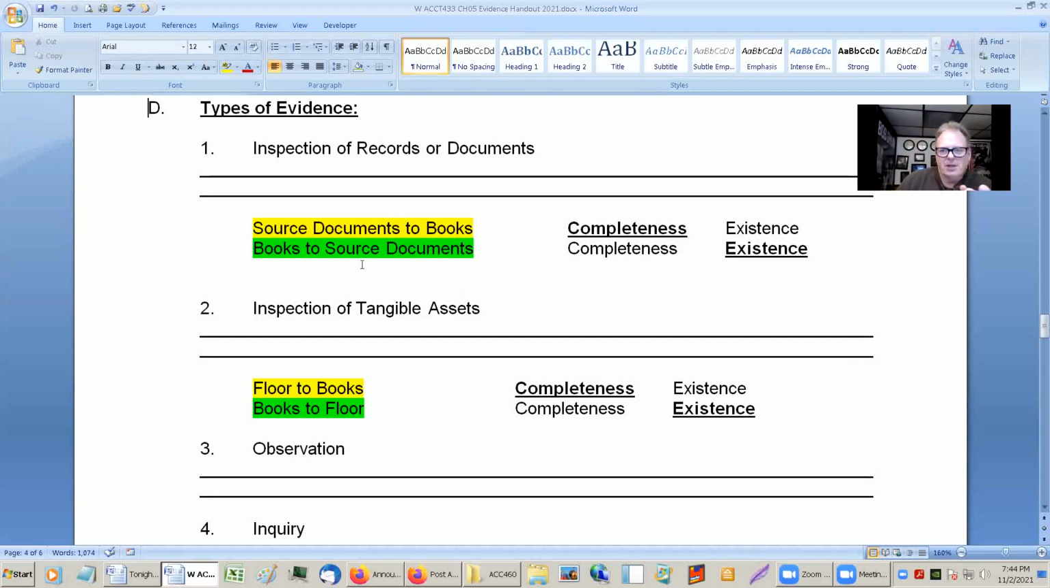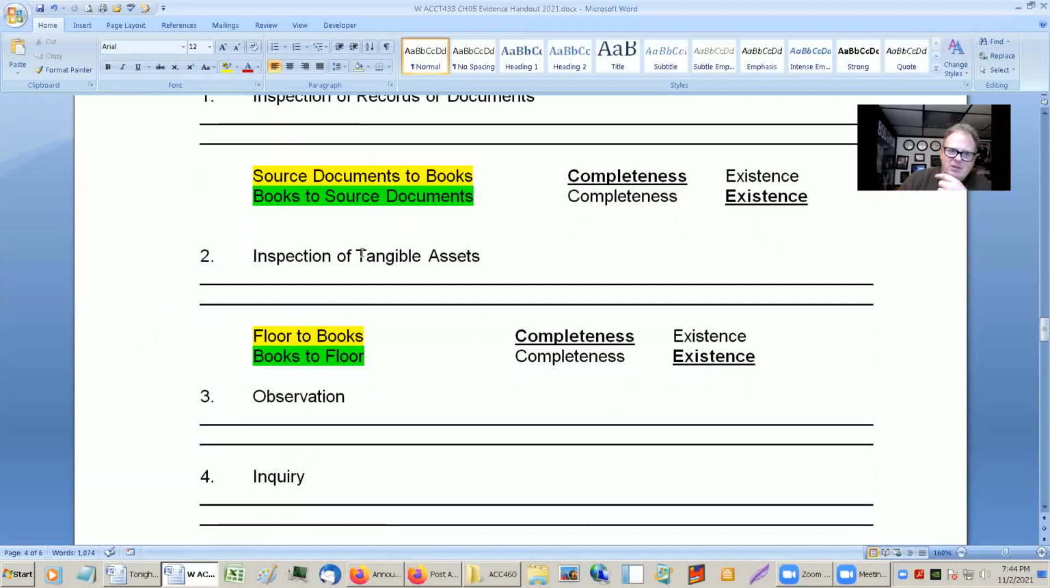But anyway, yeah, so you go both ways. So you go from the source documents to the general ledger to source documents. The same thing for tangible assets, except that you generally go to the floor. And now remember, there's also that warning about ownership. Just because it's on the floor and you can trace it to the books doesn't necessarily mean they own it. So you look for title of it.